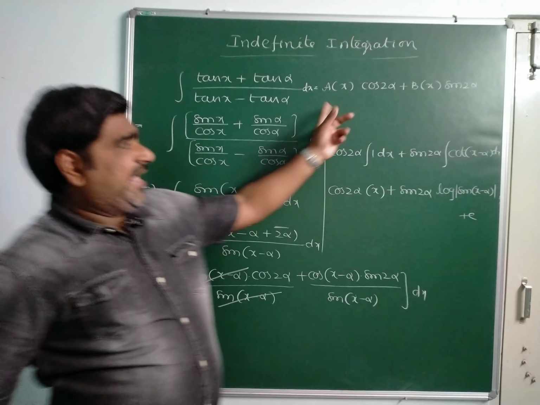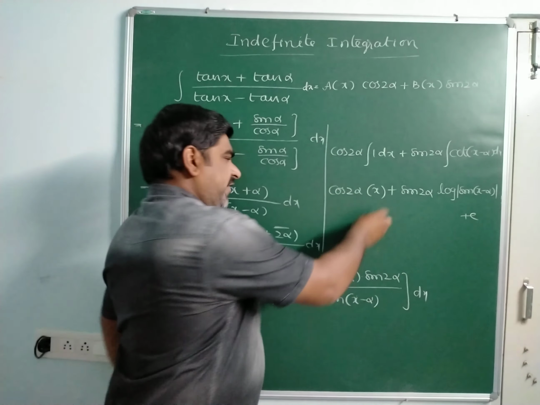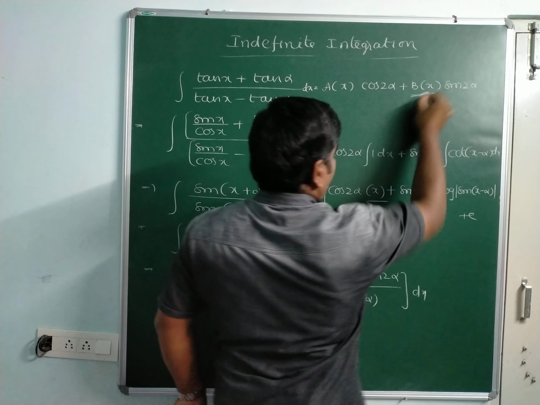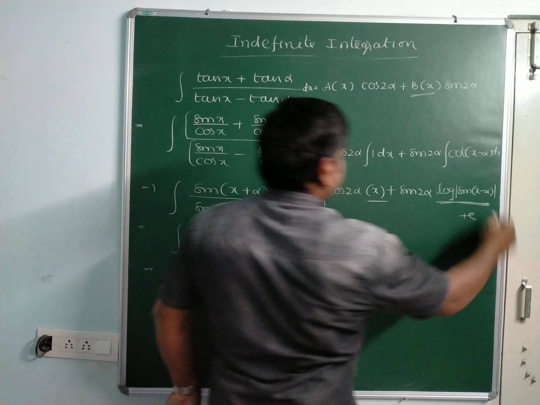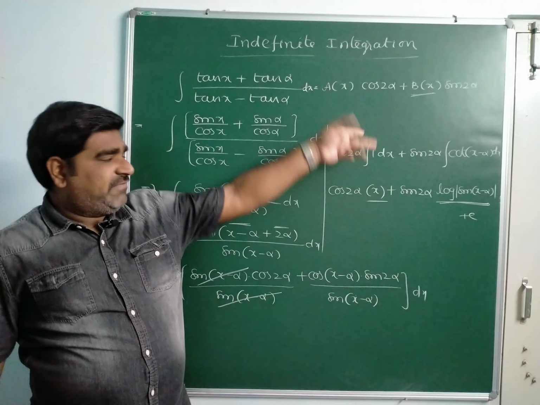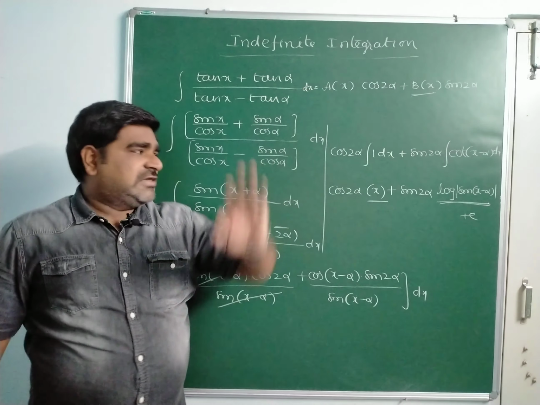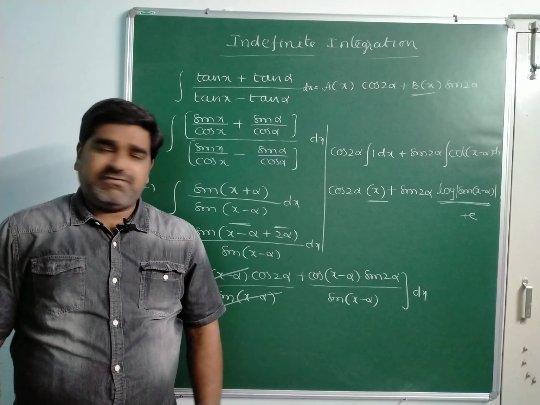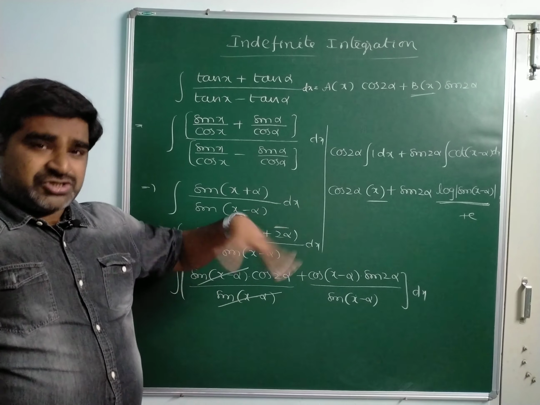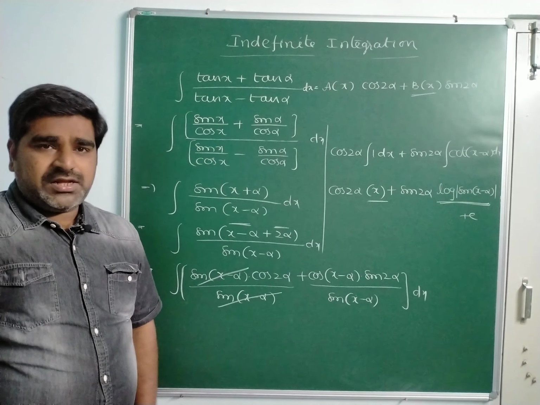So once observe, this is a of x into cos 2 alpha. Instead of a of x, what is there? x. And b of x into sin 2 alpha. Instead of b of x, what is there? Log mod sin of x minus alpha. So here a of x is nothing but x, and b of x is nothing but log mod sin of x minus alpha. So these model questions are also important. Similar model questions, once revise, right?